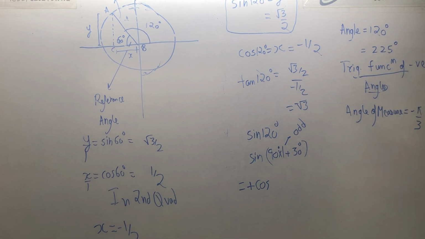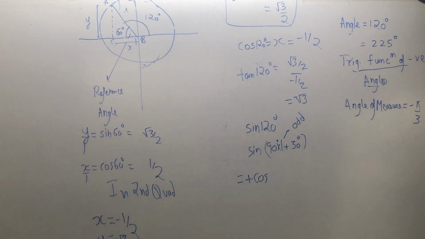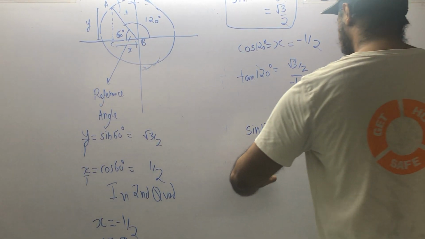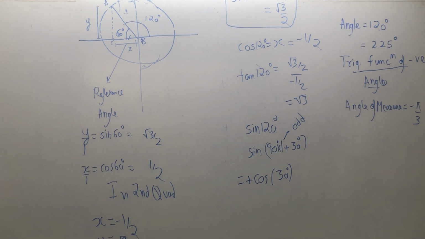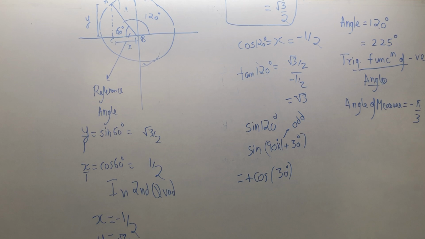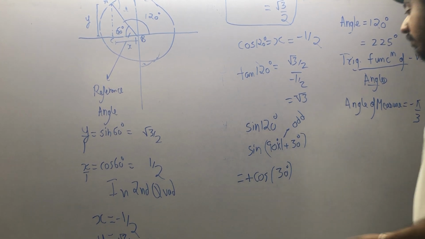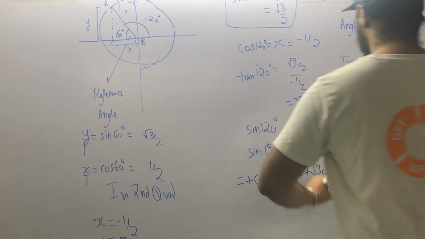Then you have written here plus cos. Then what is the remaining thing? 30 degrees. So simply write here 30 degrees in the angle. So what you have to find is the value of plus cos 30 degrees. So what is the value of cos 30? You all know, root 3 by 2. So this will be plus root 3 by 2.